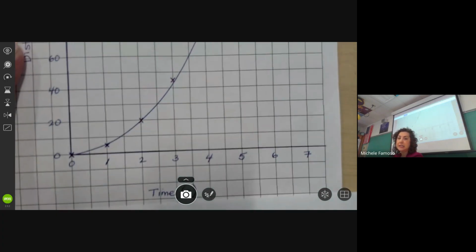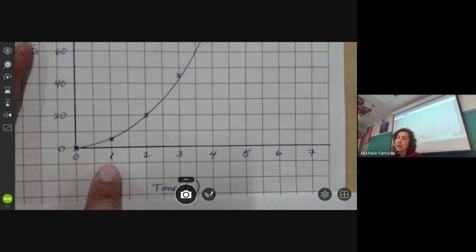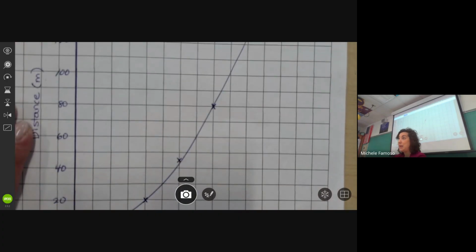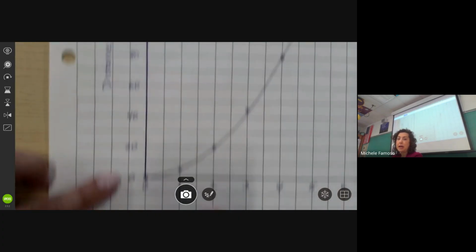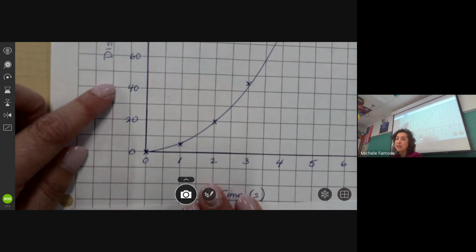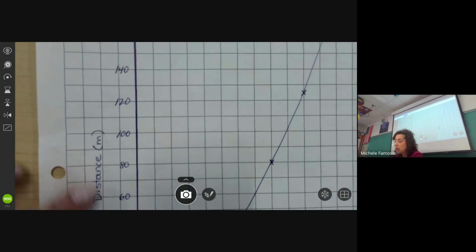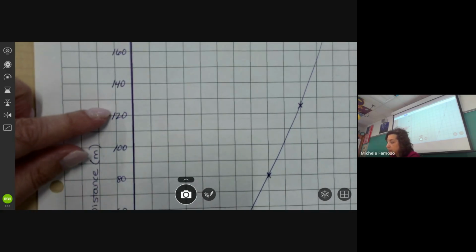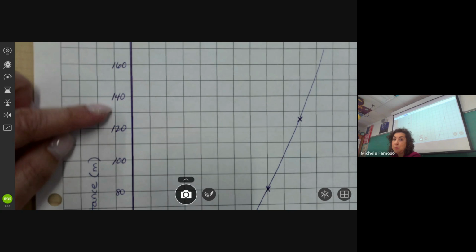Now, what I did to scale mine on the x-axis, I did every other line as a second, so that gets me to the 5-second mark and beyond. And on the vertical axis, I did every line as 10, but I just labeled every other one. And that gets me to the maximum distance and beyond.